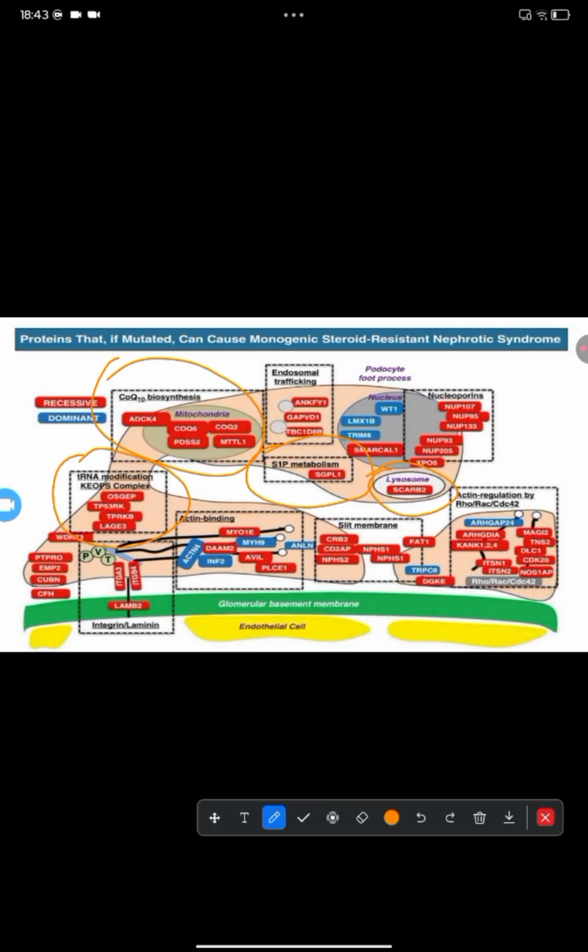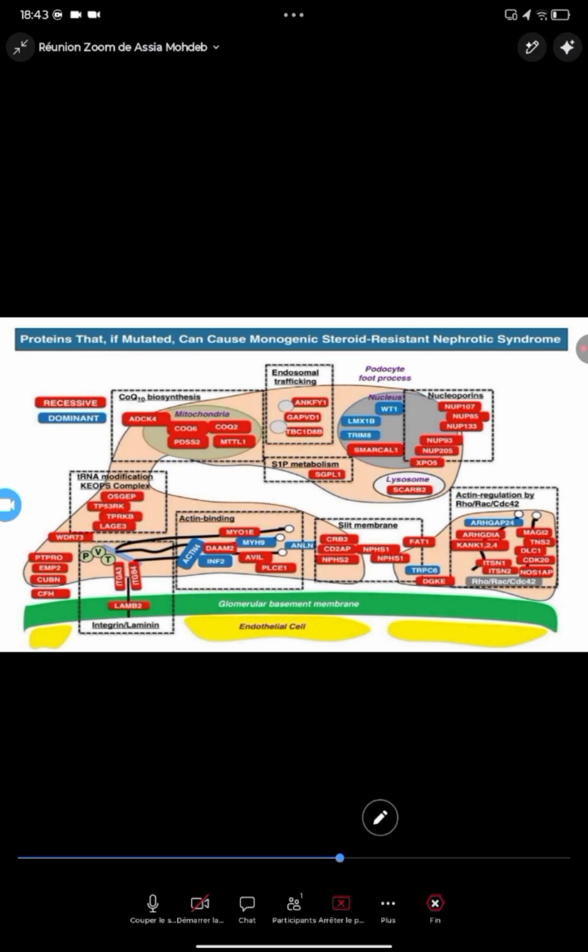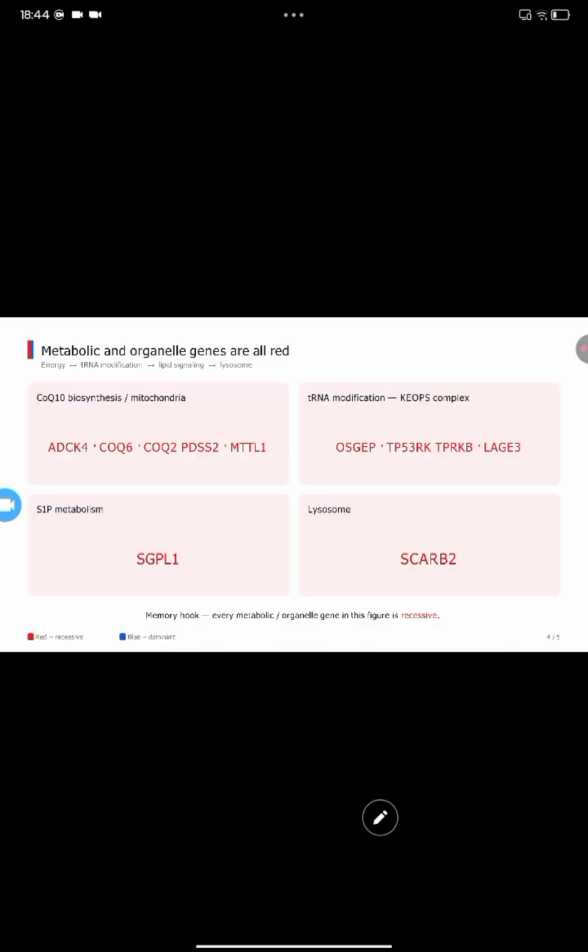For the tRNA modification through the KEOPS complex, the genes are OSGEP, TP53RK, TPRKB, and LAGE3. The only gene involved in S1P lipid metabolism is SGPL1, and the lysosome gene is SCARB2. All these genes, as you can see, are colored in red, so they are recessive genes, which makes it easier for you to remember.